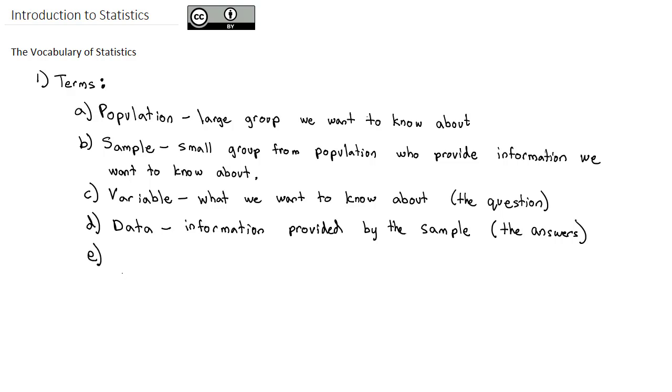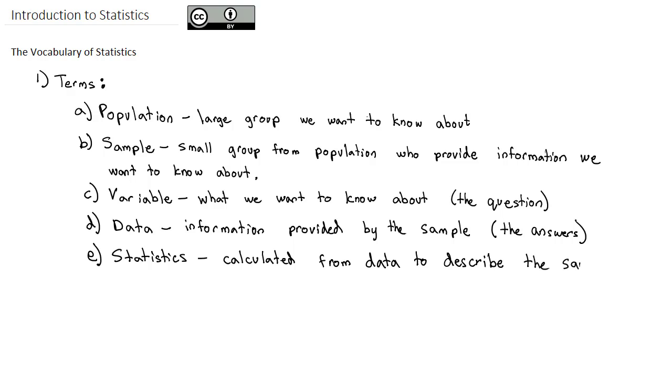Now we use that data to calculate things called statistics. The name of this course. Statistics are calculated from the data to describe the sample. So a statistic might be the proportion of my sample that support a certain political issue.